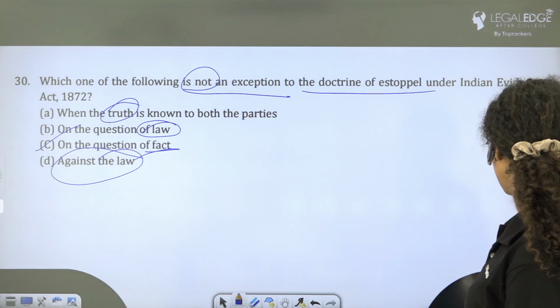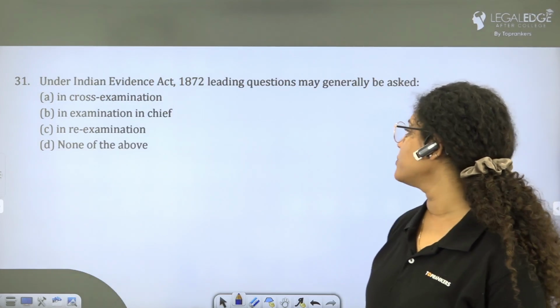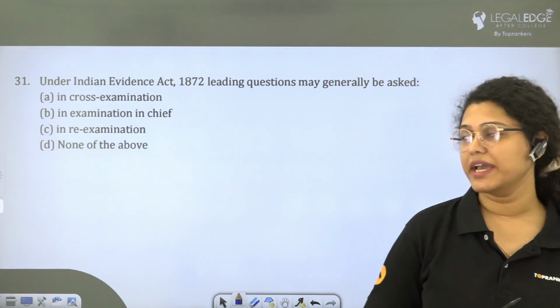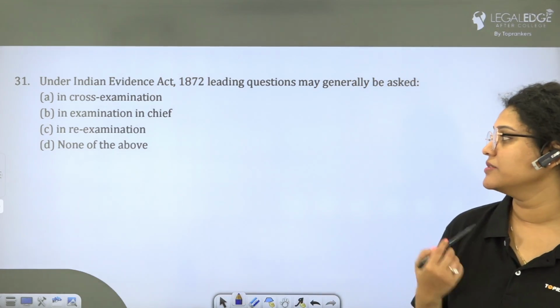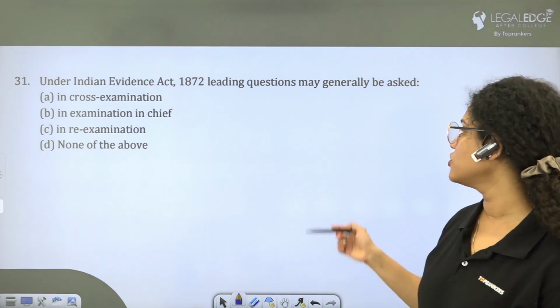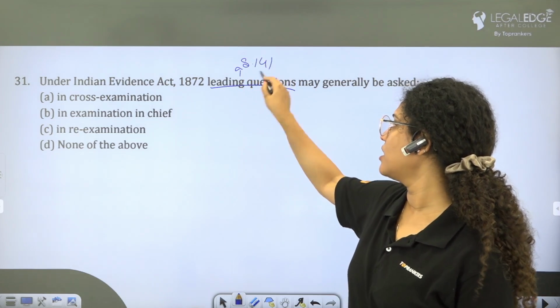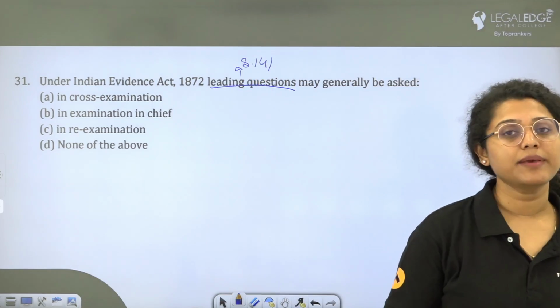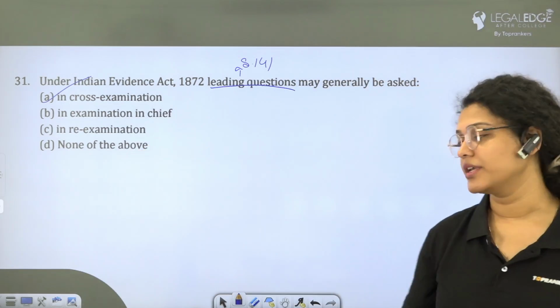Okay, let's go. Under Indian Evidence Act 1872, leading questions may be generally asked where? A, in cross-examination; B, in examination in chief; C, in re-examination; D, none of the above. Where are leading questions provided? This also you should know. Leading questions are provided under section number 141 of Indian Evidence Act, and they may be asked in cross-examination. Option number A is your correct answer.